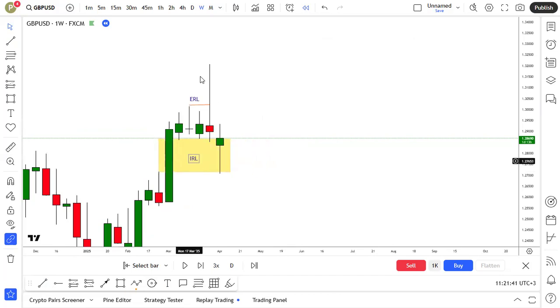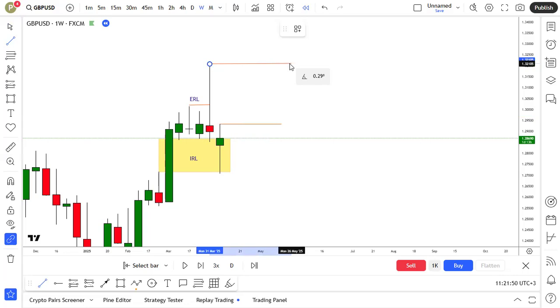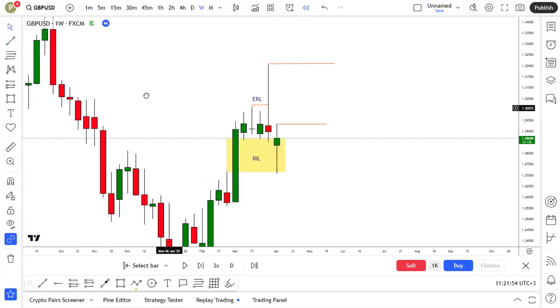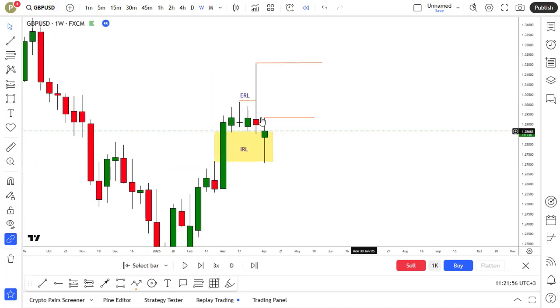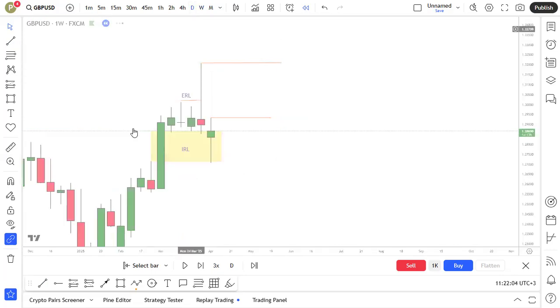So what is our target? Our target may be this high or it may be this high. Understand? These two are going to be our targets, our next draw on liquidity. This one is the first, this is the second. So let's check the daily. Now we are bullish on the weekly, so let's check the daily to confirm our direction bias.